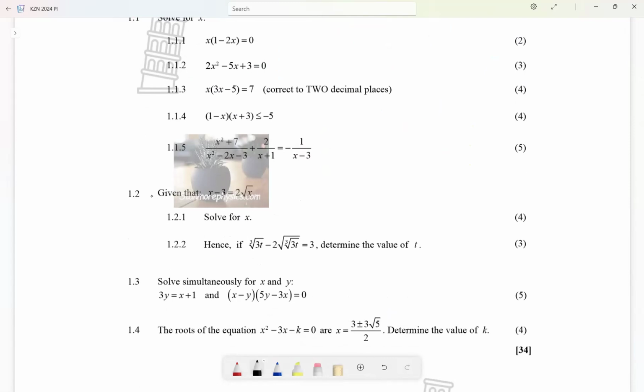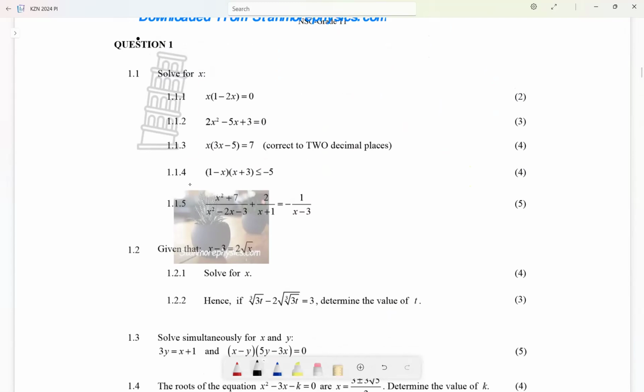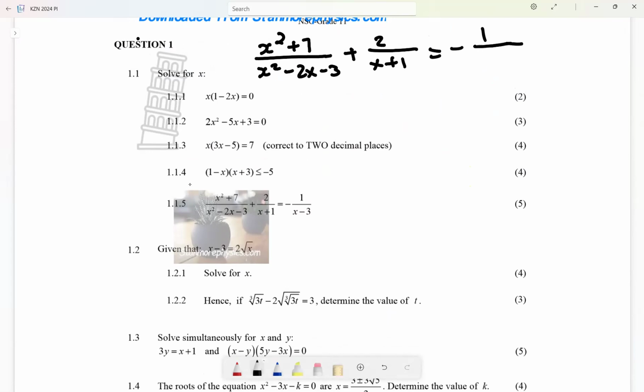Then here we have something like x squared. Let me write it here. x squared plus 7 all divided by x squared minus x minus 3, plus 2 into x plus 2 divided by x plus 1, is equal to negative 1 divided by x minus 3, okay? This is what is written here.